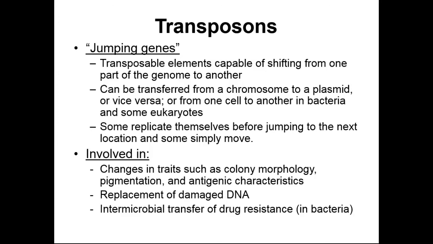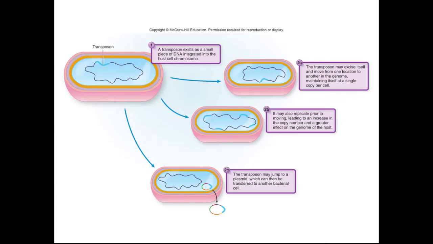So transposons can change the morphology of a bacterial species or a bacterial colony, pigmentation or antigenic characteristics. In other words, as we have genes jumping from bacterial species to bacterial species, we can change how those species act. That's no big surprise. If we change the programming of the cell, we can change the behavior of the cell. Transposons also function well for replacing damaged DNA within a section of the chromosome and can allow for drug resistance, of course, to transfer from one bacterium to another bacterium, propagating antimicrobial resistance throughout a species.